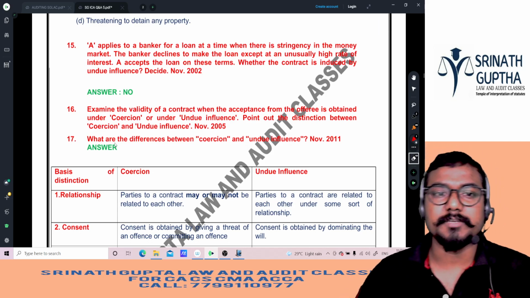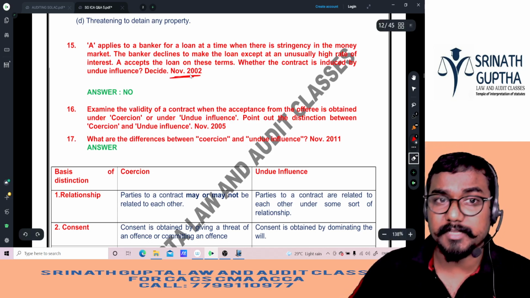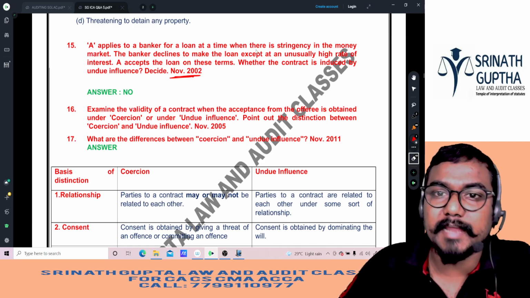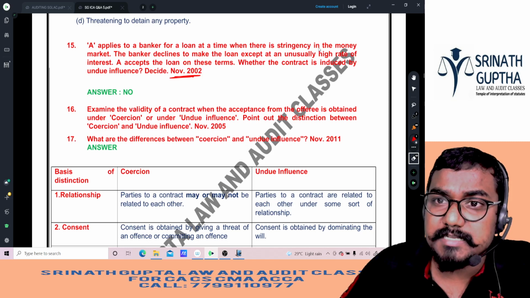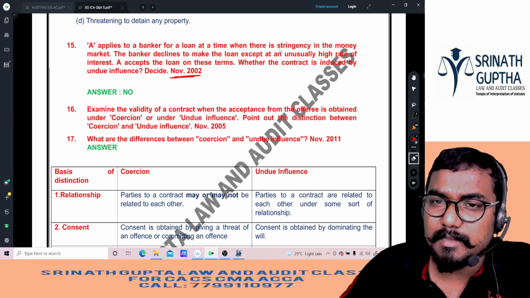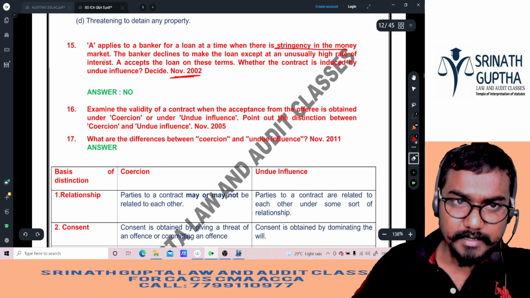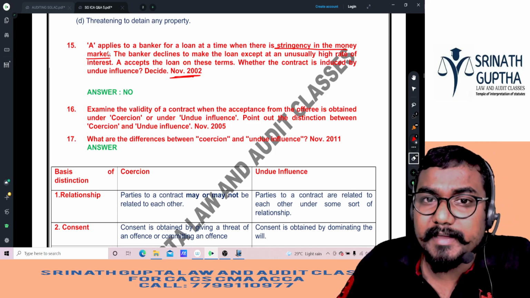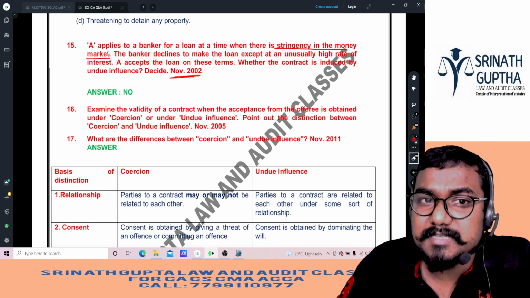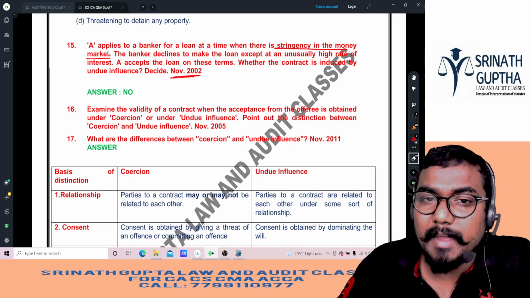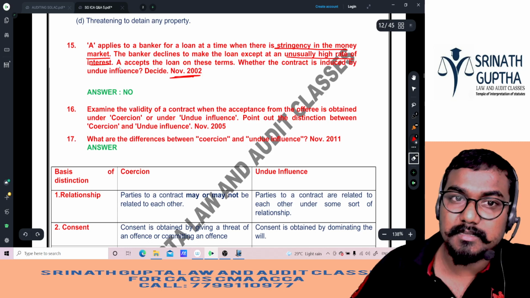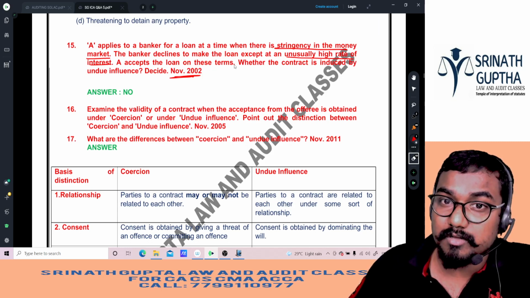Next, the 15th question beta, 2002 question. A applies to a banker for a loan at a time when there is a stringency in the money market. That means there is no money in the market, like in COVID, when there is no money with anyone. A applies to a banker for the loan at the time when there was a stringency in the money market. The banker declined to make the loan except at an unusually high rate of interest. A accepts the loan on those terms.